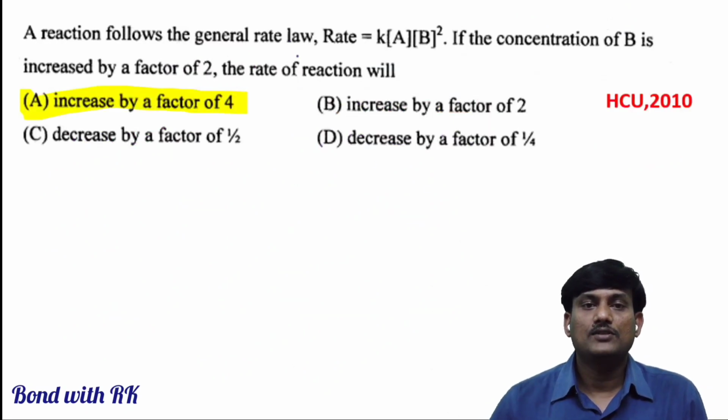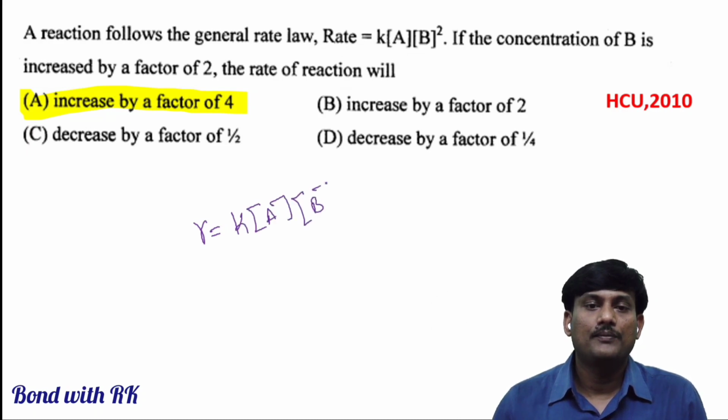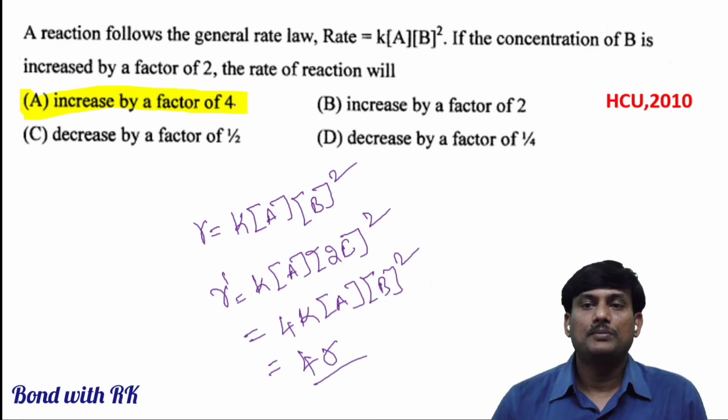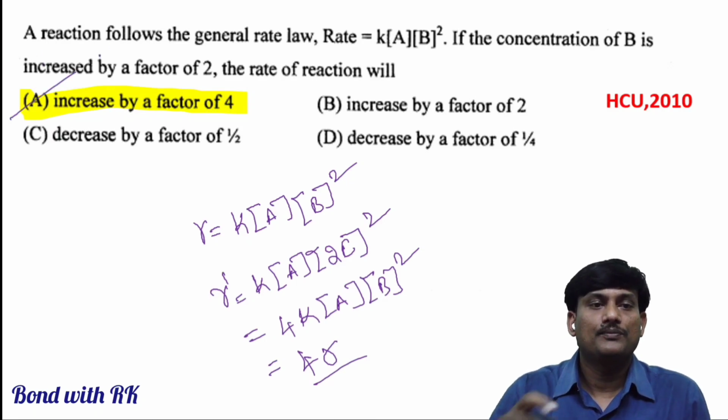A reaction follows the general rate law: rate is equal to K[A][B] squared. If the concentration of B is increased by a factor of 2, suppose you double the concentration of B, it will be 2B squared. So obviously it will be 4K[A][B] squared, so it will be 4R. So the rate increases by a factor of 4.